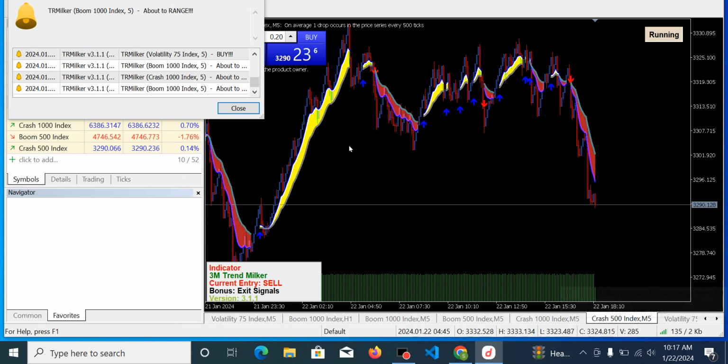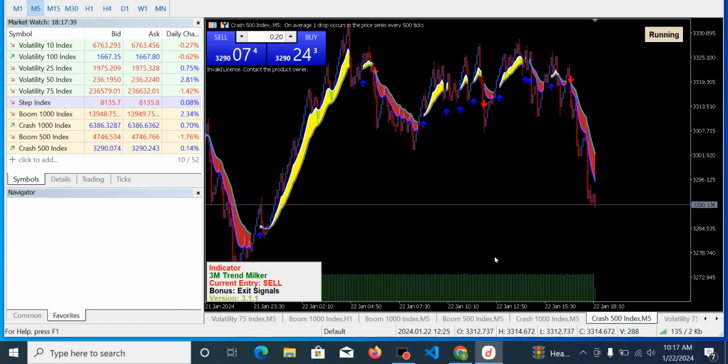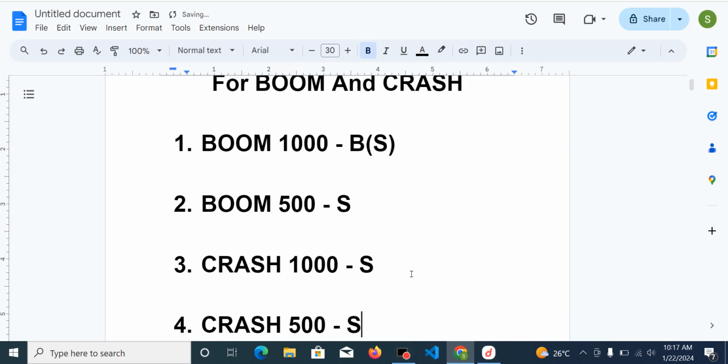Okay, so the next asset is going to be crash 500. Let's check it out right away. So guys, this is crash 500. Crash 500 had been on uptrend for a while, got to this region and played around there for a while, and of course right from here it has started a downtrend and it is still selling at the moment. So this is still going to be more of a selling opportunity.